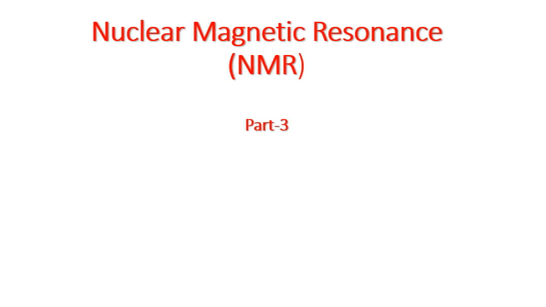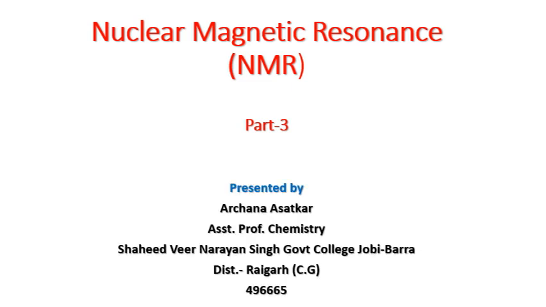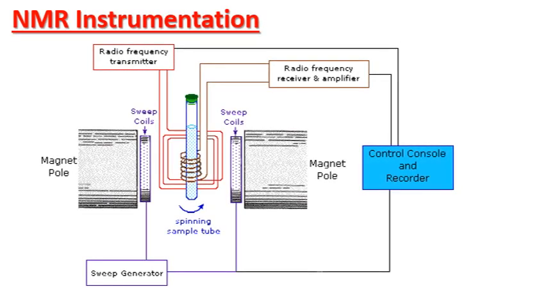I am going to discuss today nuclear magnetic resonance spectroscopy, part 3. This is a pictorial representation of an NMR spectrophotometer by the CW method. Here you can observe a sample tube, a 5 mm glass tube of uniform diameter, and we can put some sample in it with TMS as internal standard. This is the radio frequency receiver and amplifier, surrounded by red colored foil.